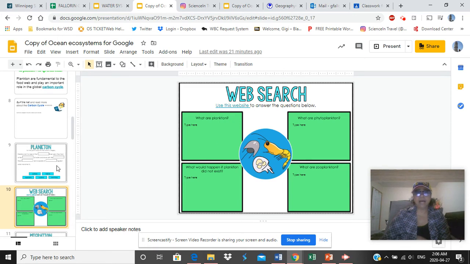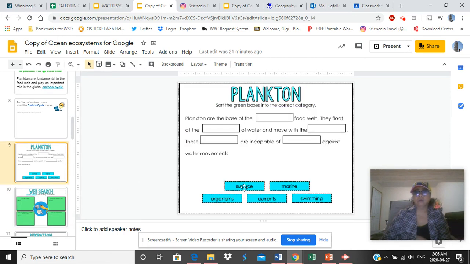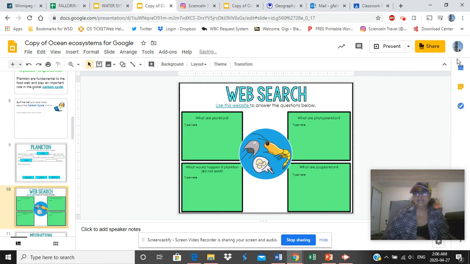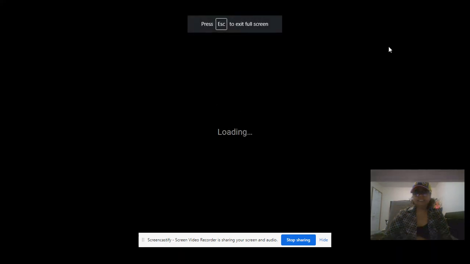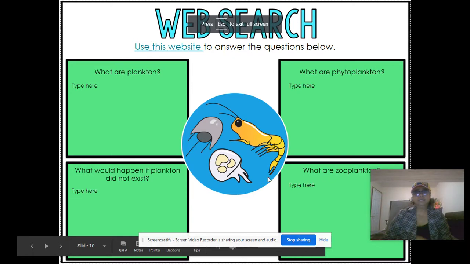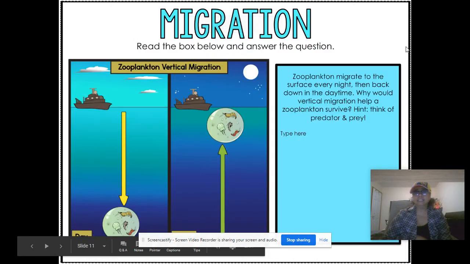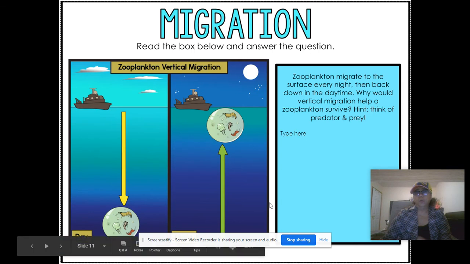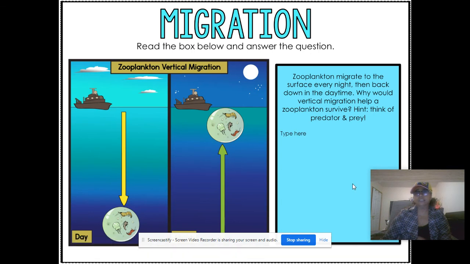Now let me just backtrack on this. So here, you can just easily do that, fill in the correct answers as you see fit. Okay, so let me go back to present. So try and do this slide. And then there's something about migration. What does that mean? So I want you to read the box below and answer the question.